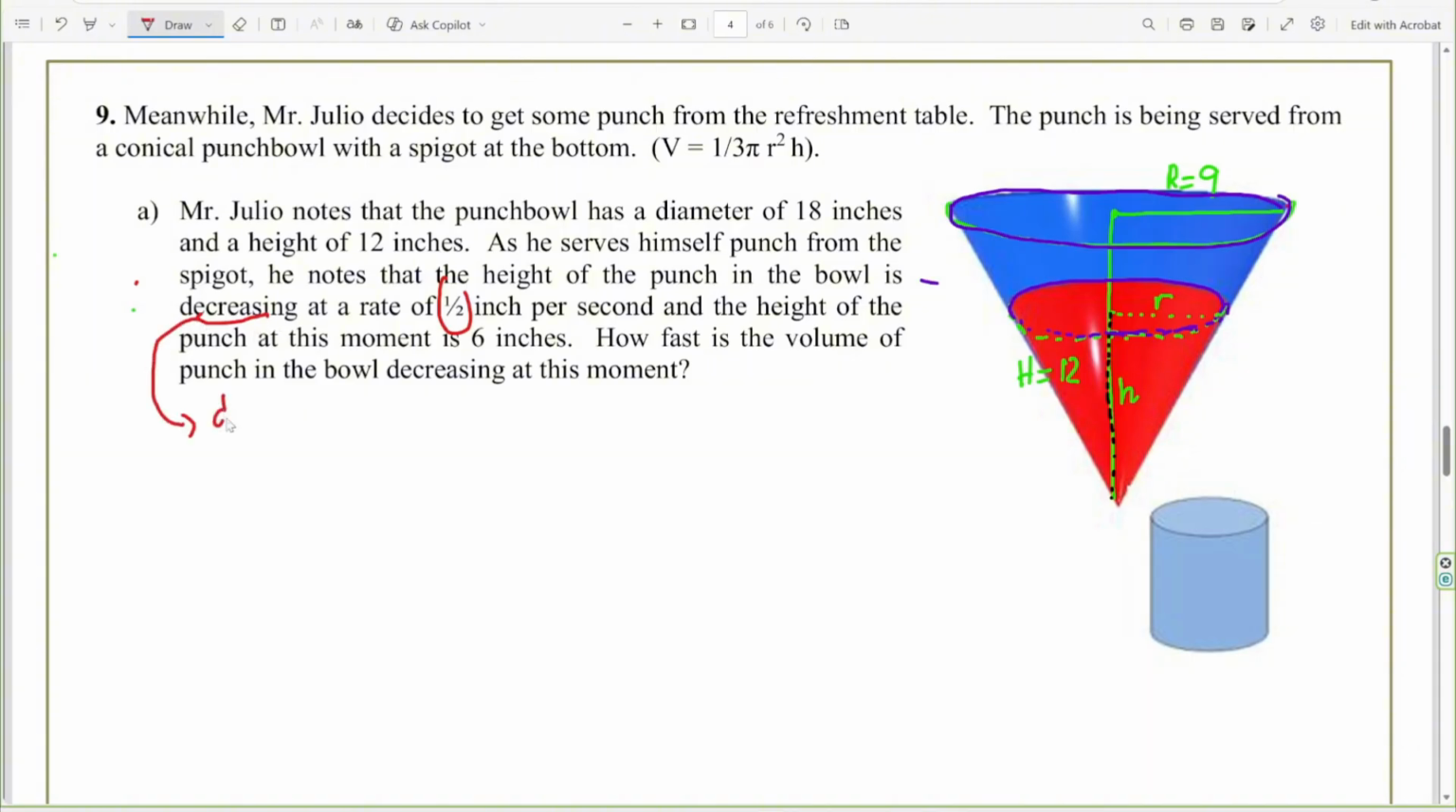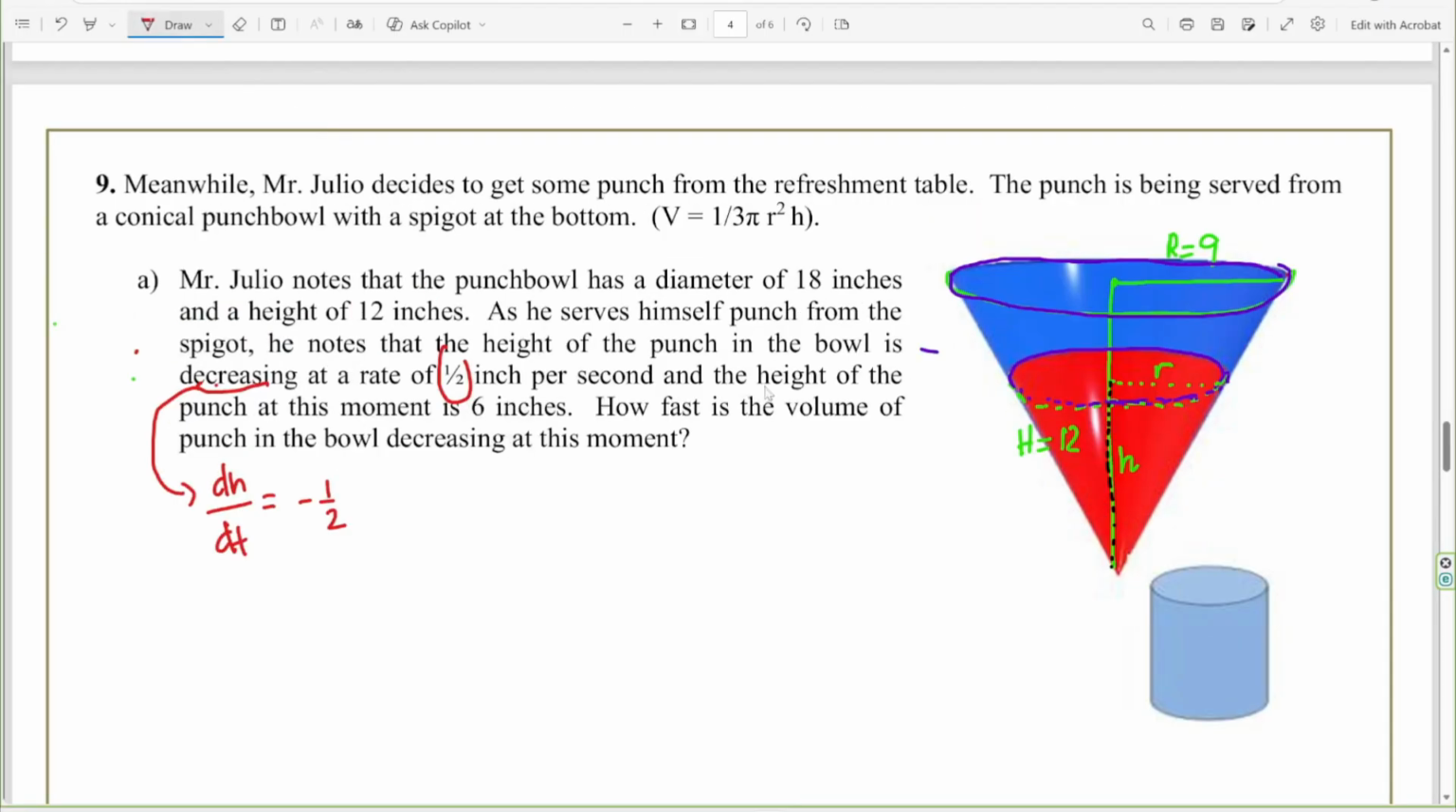So dh over dt equals negative 1/2, decreasing, which means negative. And the height of the punch at this moment is 6 inches, so h is 6. How fast is the volume of the punch in the bowl decreasing at the moment? So we need to calculate dV over dt, equals how much?